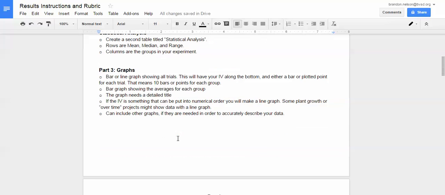The last part of this assignment is the part that's going to have the graphs. There should be at minimum 2 different graphs, but you can have more. So if you've done an experiment where you've collected a lot of data that you think could be shown in a couple of different ways that would help your judges to understand what you did, by all means make more, but you have to have at least 2. So one graph is going to be showing all of your trials, and another graph is going to be showing your averages for each group. So let's look at some examples.